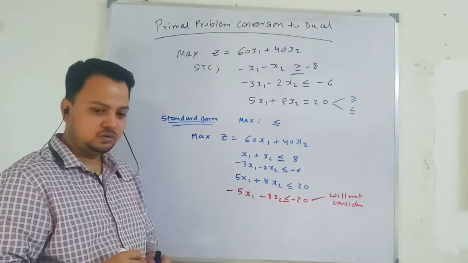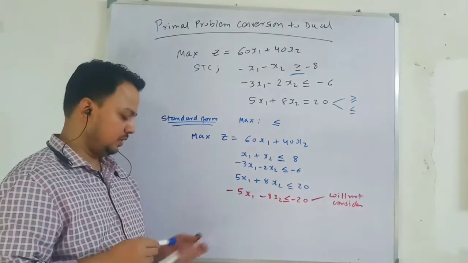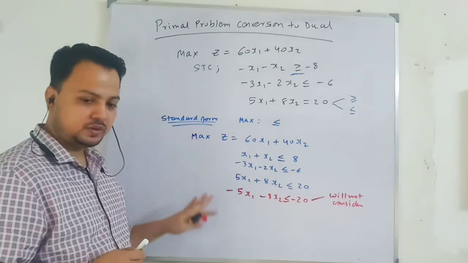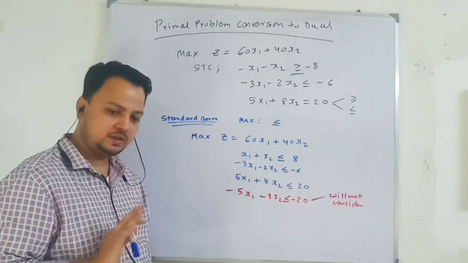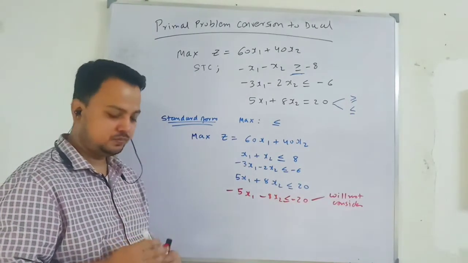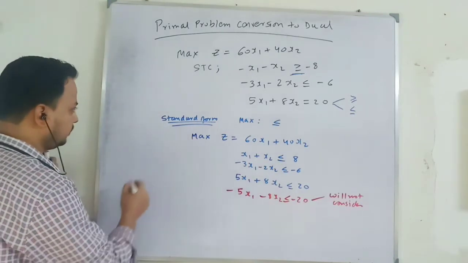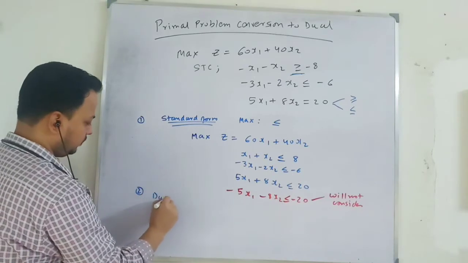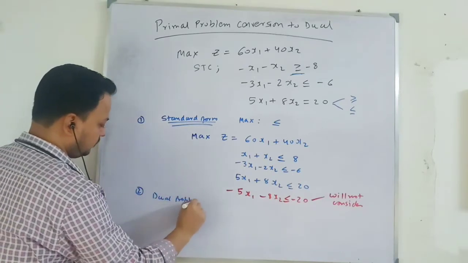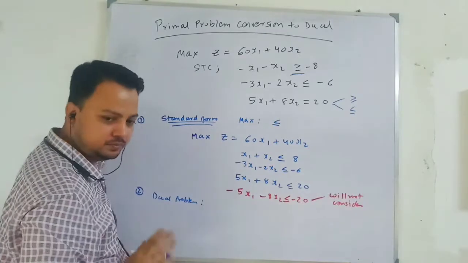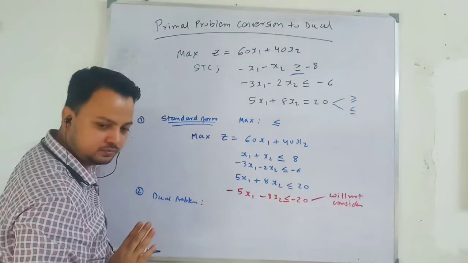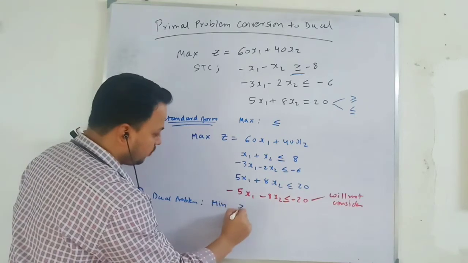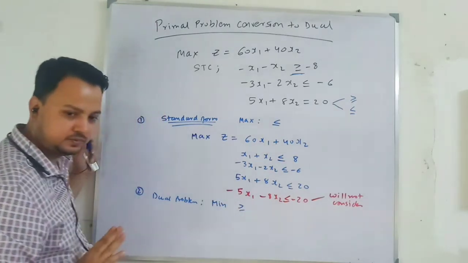Okay, now our purpose is to convert this primal problem into standard form. Okay, then set up the dual problem. Okay, so when we set up the dual problem, what we have to do? This is maximization problem, yes or no? So in the dual problem we have to do minimization, and the constants will be having greater than equal to sign, right?